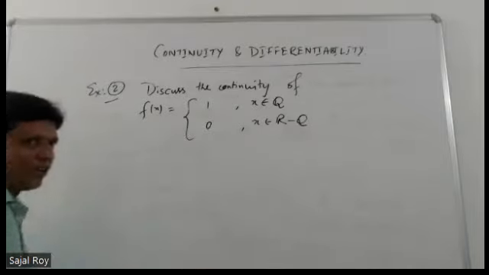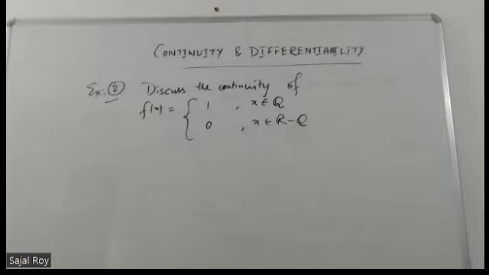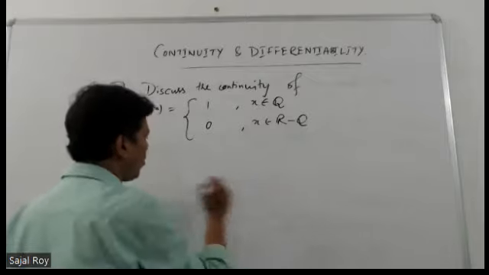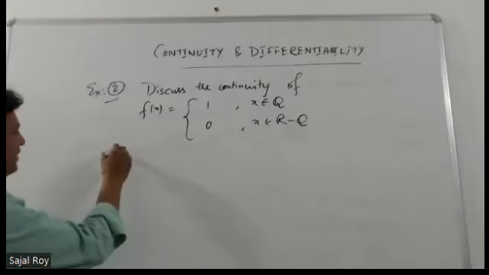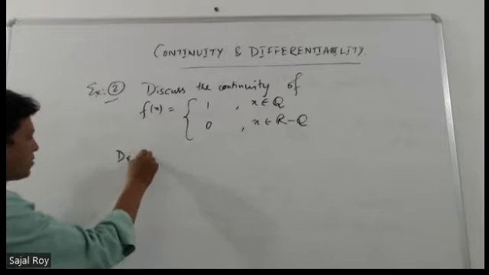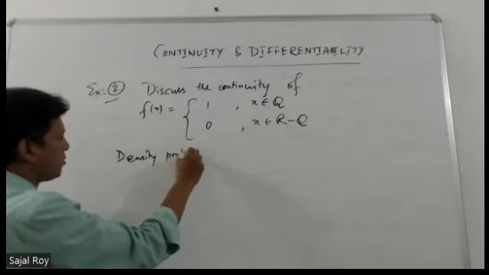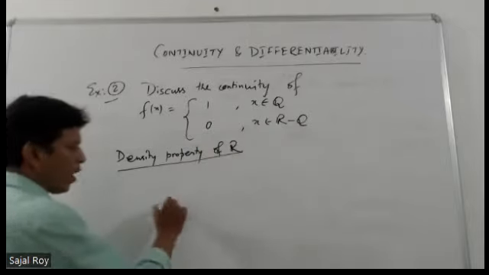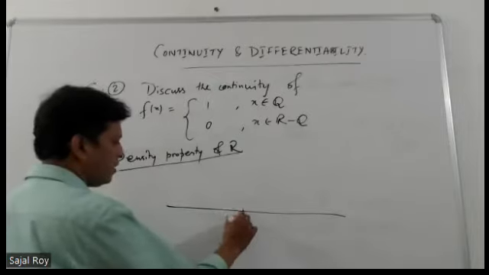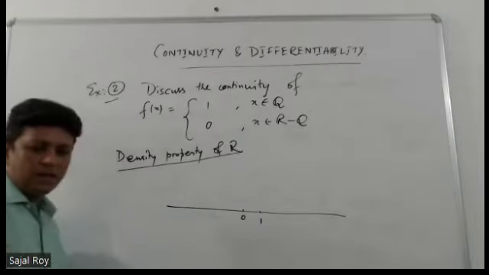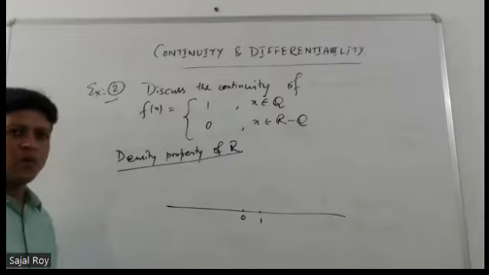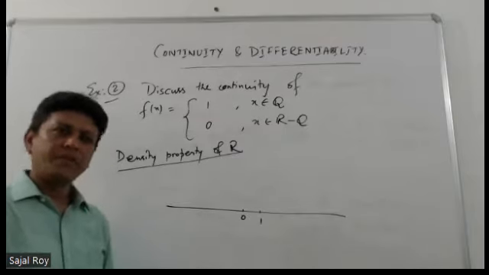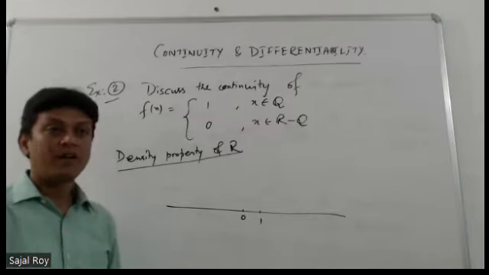I'm not giving options for this; I'm just discussing the continuity. This type of rational-irrational problem is very important. Now I'm giving you one concept, the density property of real numbers. I'm drawing a real number line, 0, 1. This is an interval. Now the question is, how many rational numbers are there between 0 and 1? In fact, how many irrational numbers between 0 and 1?